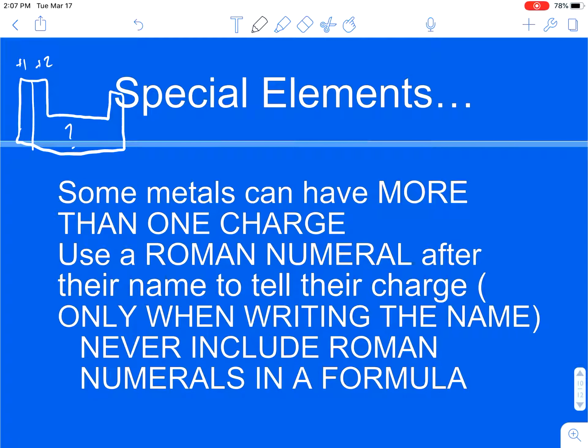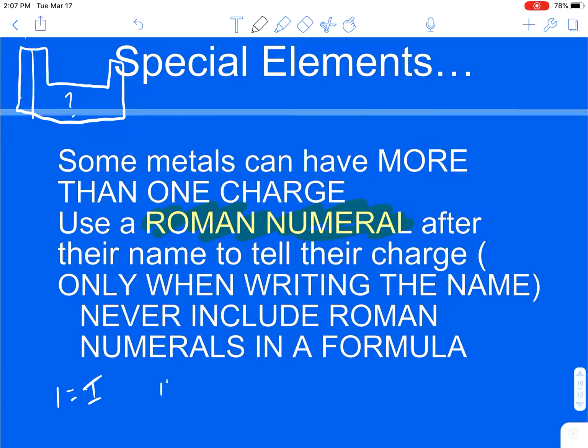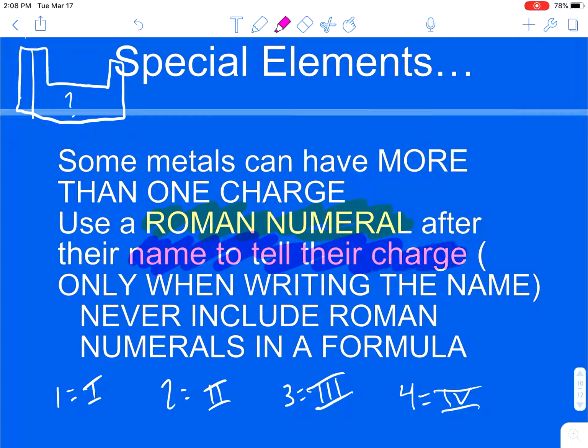So it's really important that you remember what your Roman numerals are. Just for a refresher, 1 we write as an I, 2 we write as II, 3 is III, and 4 we write as an IV. So anytime you see a Roman numeral, what that's telling you is the charge. And this is probably one of the most important things out of this unit you're going to need to keep in mind. It never tells you how many. All the Roman numeral is telling you is what the charge on that metal is.